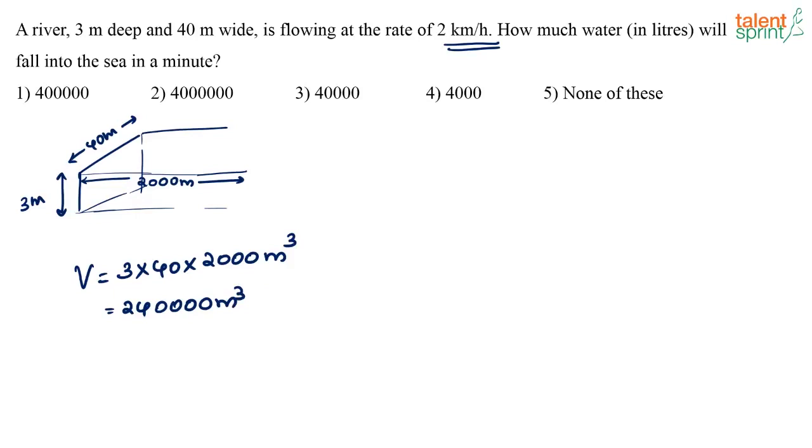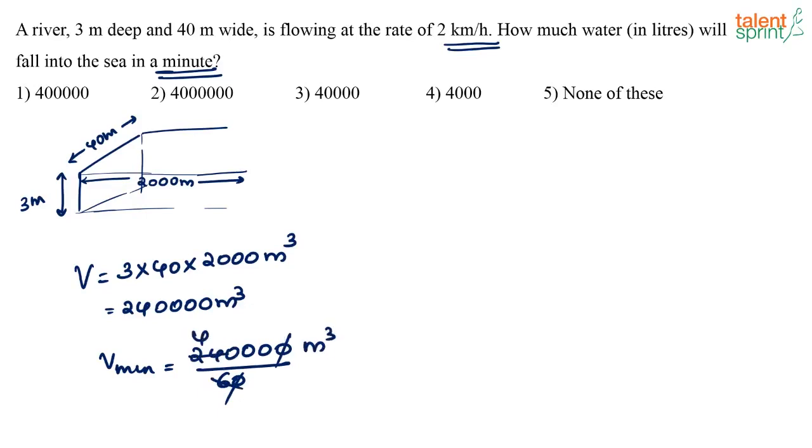So that is the volume of water when you consider 1 hour. Now here they are asking how many liters of water will fall into the sea in a minute. So in a minute how much water will be there? In a minute it is nothing but 24 followed by 1234 zeros divided by 60. This is for 1 hour. So for 1 minute what is the volume of water? It is nothing but so much.